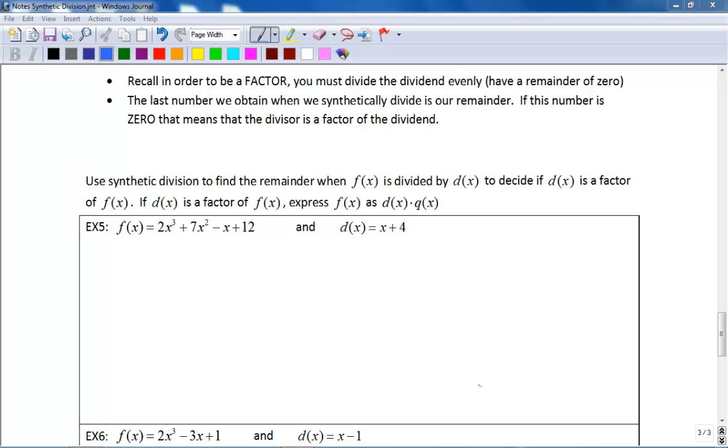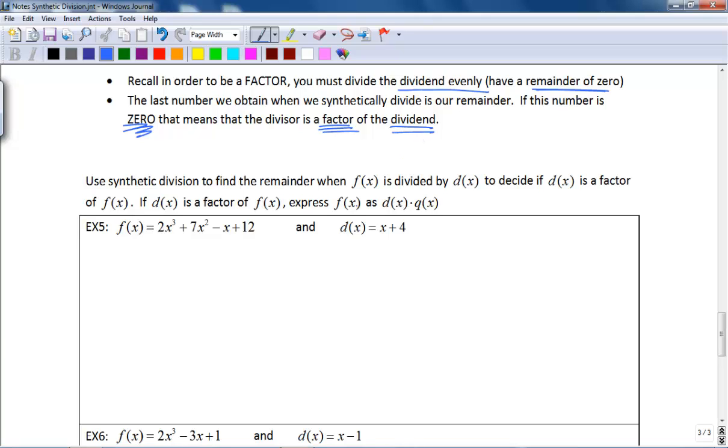Remember that in order to be a factor of something, you're going to have to divide that thing evenly. And dividing it evenly means that you have a remainder of 0. Well, the very last number that we get when we synthetically divide is our remainder. So if that number happens to be 0, that means that the divisor, the polynomial we divided by, is going to be a factor of that dividend.